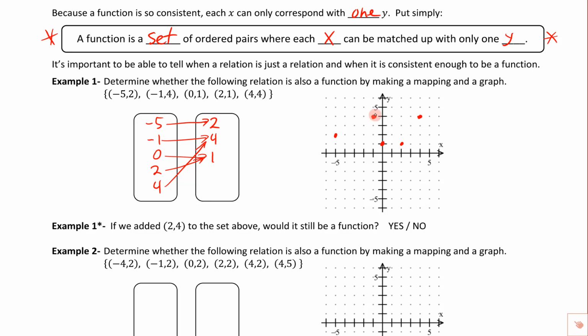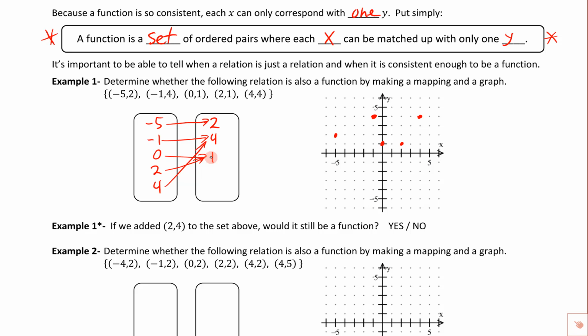Okay? All right, so let's think about this definition of a function. It's a set of ordered pairs. We definitely have a set of ordered pairs. And then we just need to check this. Does each x match up with only one y? Does each x correspond, map onto only one y? Well, let's take a look here. -5 only corresponds to 2, -1 corresponds to 4, 0 corresponds to 1, 2 corresponds to 1, and 4 corresponds to 4. Now, each one of these, you'll notice, corresponds to only one of the y's over here. So each of these x's corresponds to only one of the y's.